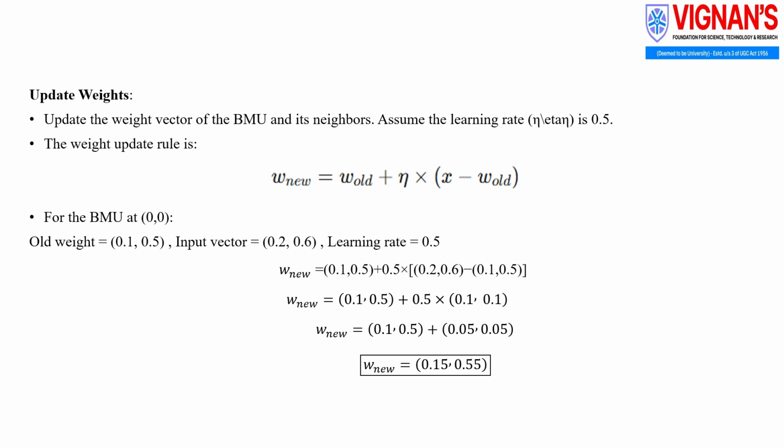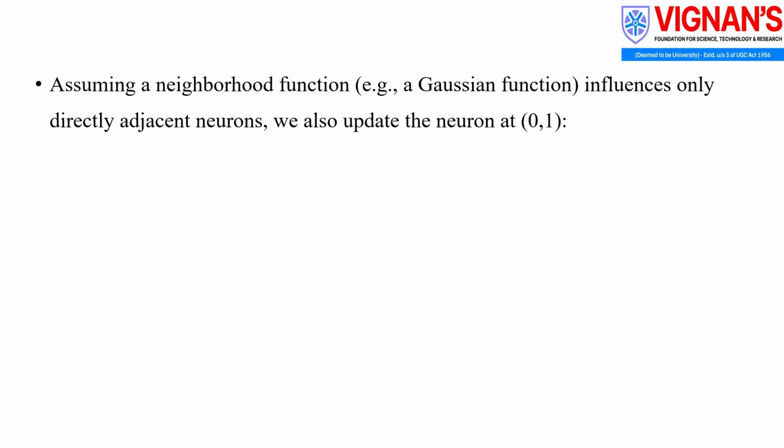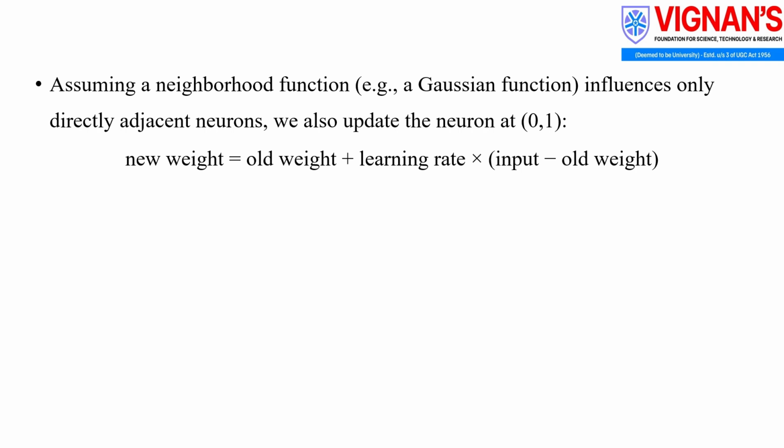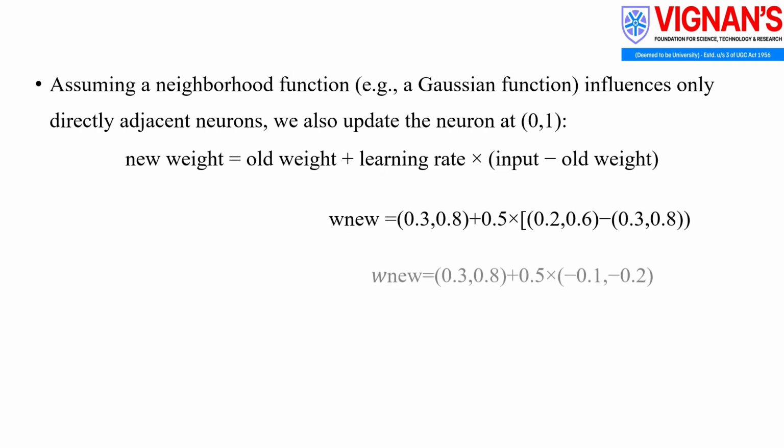This adjustment pulls the neuron closer to the input vector, allowing the self-organizing map to gradually learn patterns in the data. After updating the weight of the best matching unit, we also update the weights of its neighboring neurons. We use a neighborhood function, such as a Gaussian function, which decides how strongly nearby neurons should be adjusted. In this example, only the directly adjacent neuron at position (0, 1) is affected.